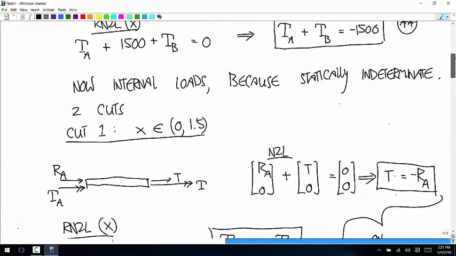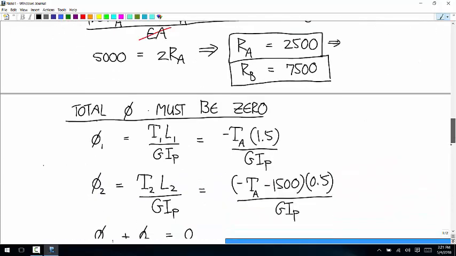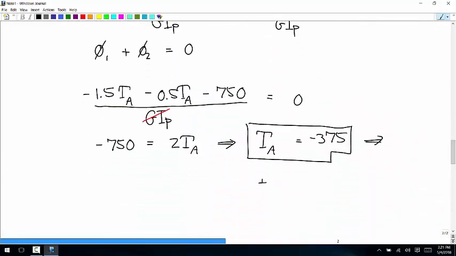And then you can go back to the statics equation. They have to add up to negative 1500. So the torque at B has to be negative 1125. Any questions about that? So that's the statically indeterminate part.